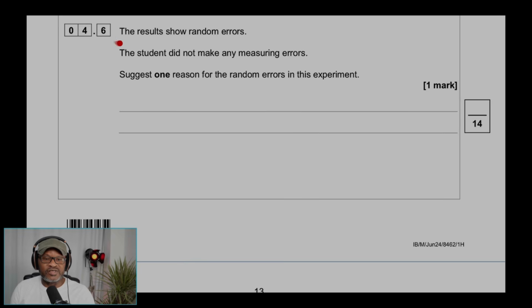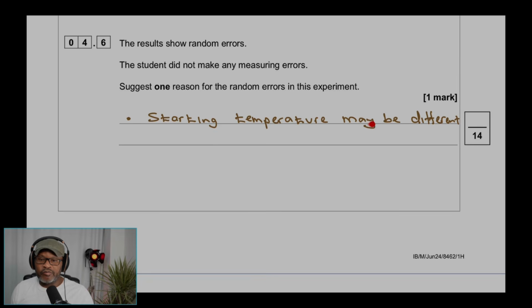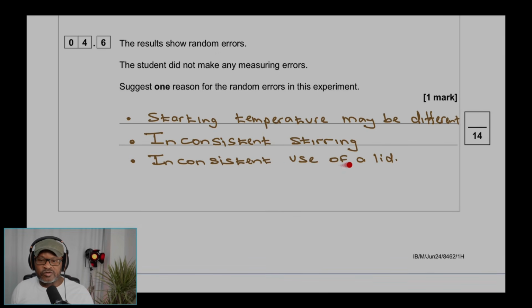Question 4.6. The results show random errors. The student did not make any measuring errors. Suggest one reason for the random errors in this experiment. Starting temperature may be different. Inconsistent stirring or inconsistent use of a lid may cause random errors.